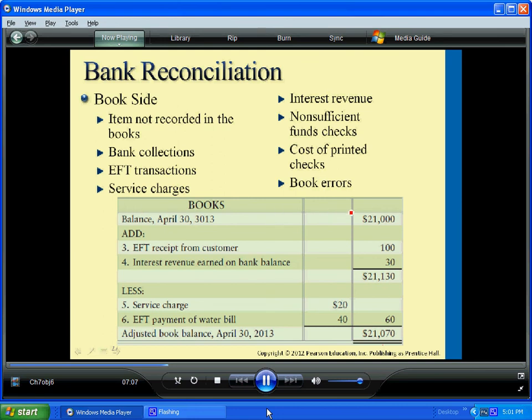Now, everything we're going to add or subtract from the book side comes from the bank statement. Everything that gets added or subtracted to the book side is found on the bank statement. So we might have had on our bank statement an electronic fund transfer from a customer of $100. We probably earned interest revenue since March 30th of the year. So that's where the $30 comes from. We add receipts from customers that we hadn't recorded. We add interest revenue on the bank balance.